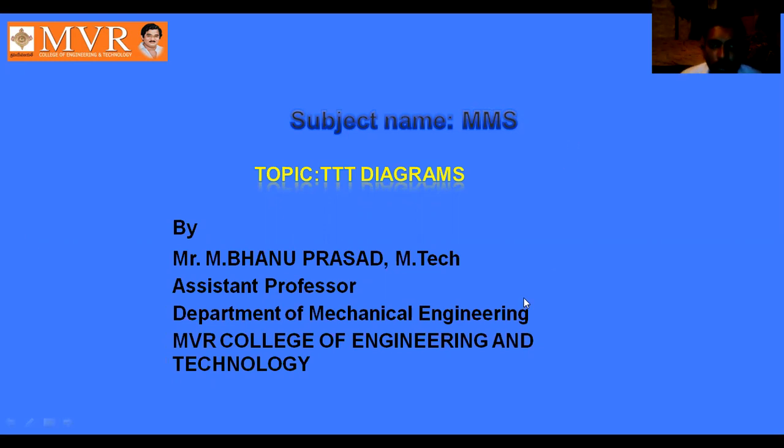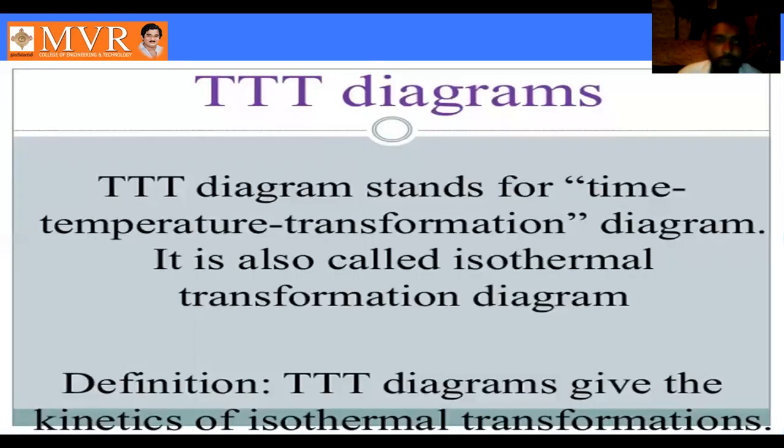Today we will discuss the stability diagram. In our previous lecture, we discussed the introduction of the stability diagram. The stability diagram stands for the time temperature transformation diagram. It is also called the isothermal transformation diagram. That is another name. Next, what is the definition of the stability diagram?